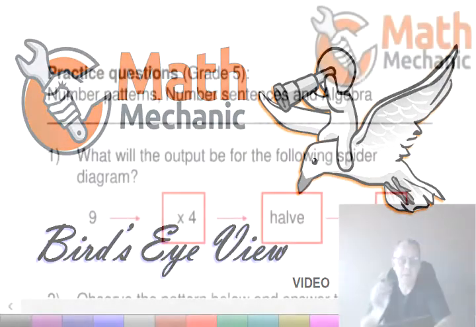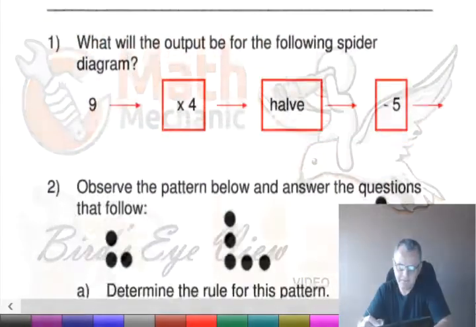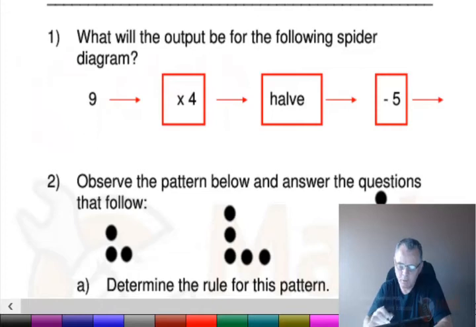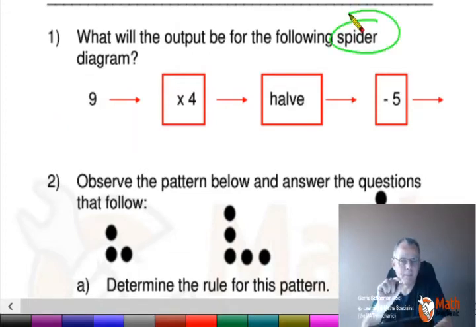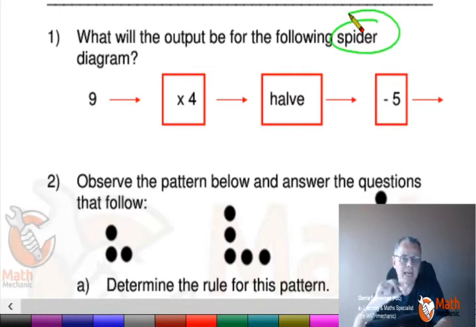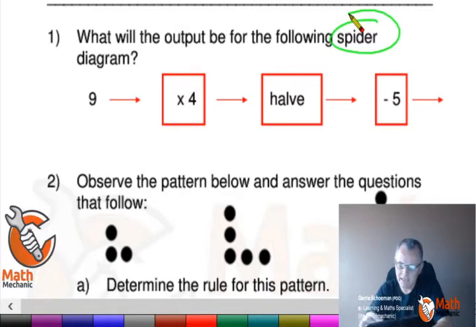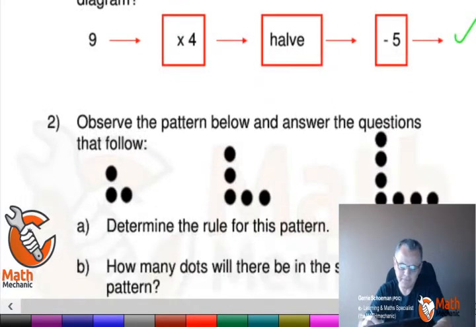When we look at these practice questions, and specifically the first question, you'll know that we call it a spider diagram. But the correct word for it really is a flow chart, because it acts like a machine. You've got something that comes in from the left, and then something happens to it in succession, and then you get something out on the other side. So you just need to complete that flow chart.